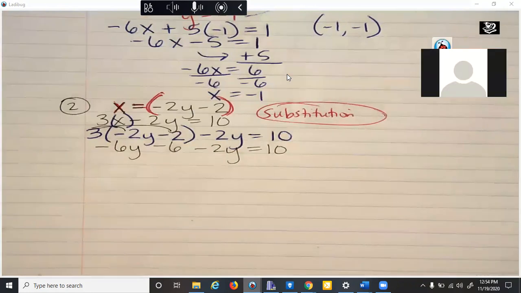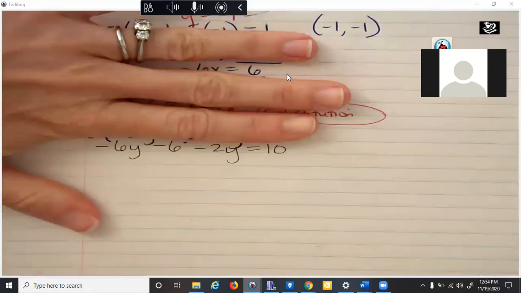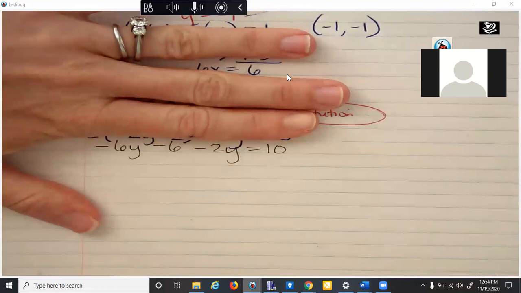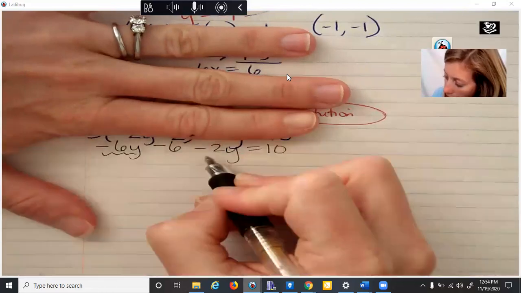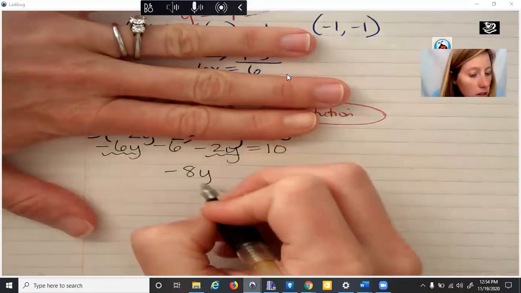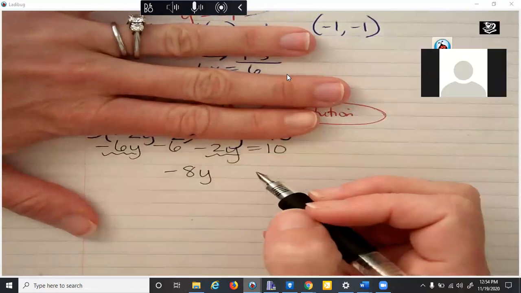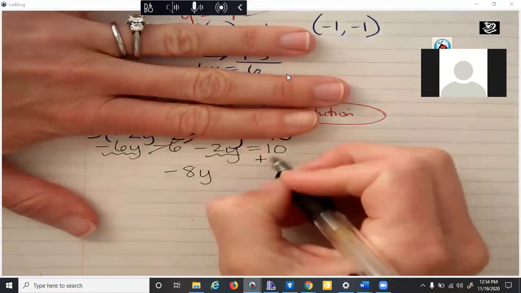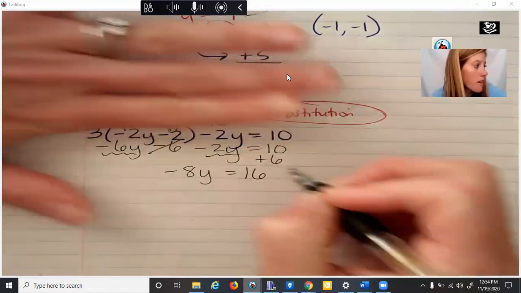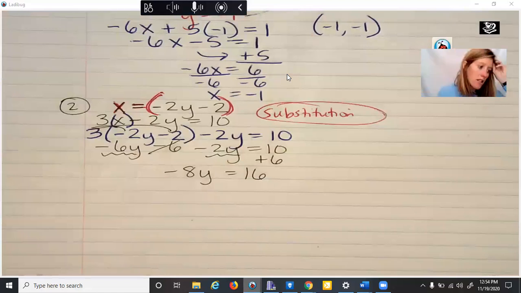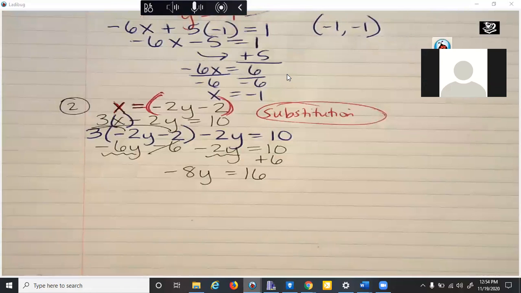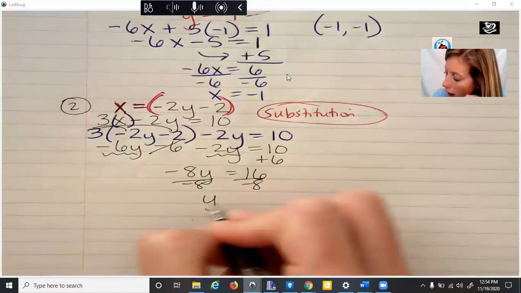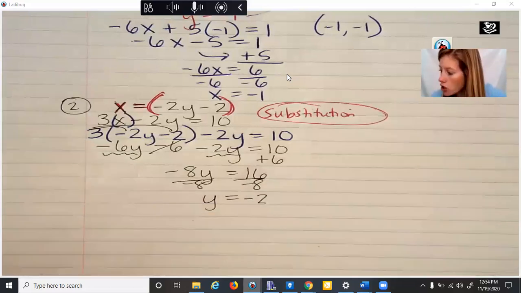Like terms. All right, so I put those together. So that gives me negative 8y. What else do I have to do? Add 6 to the other side. Very good. That gives me 16. And then AJ, what do you do next? Divide, which will give you -2. Very good. So y is negative 2.